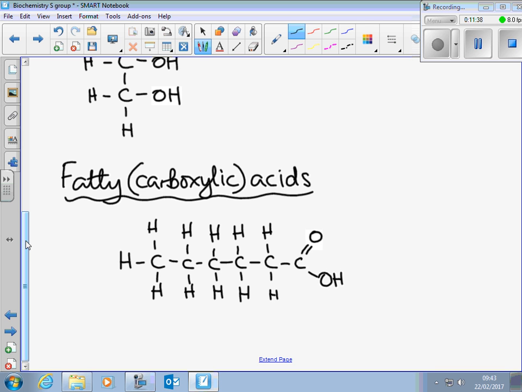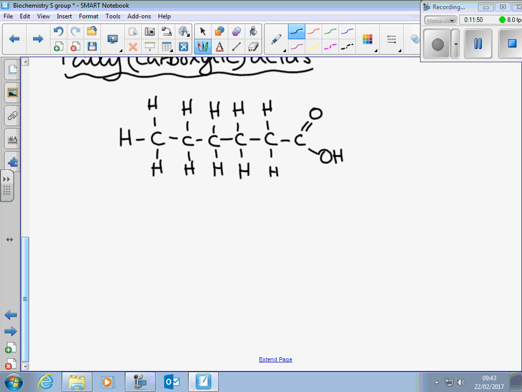So this idea of a saturated fatty acid is because we have only single bonds between the carbons. Single bonds between the carbons gives us a saturated fatty acid, that one being an example. And saturated fatty acids will therefore give rise to saturated fats, which of course are supposed to be evil, aren't they?